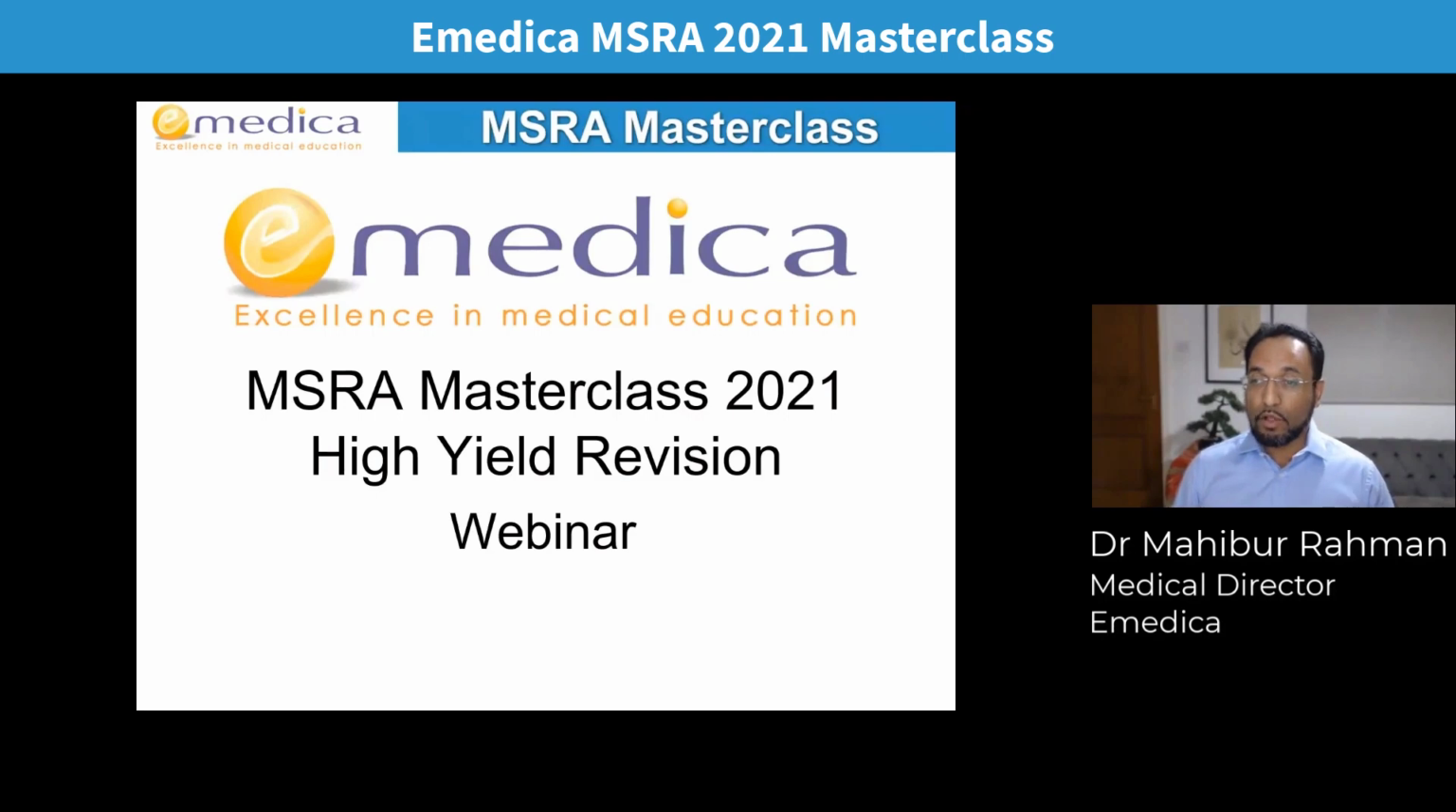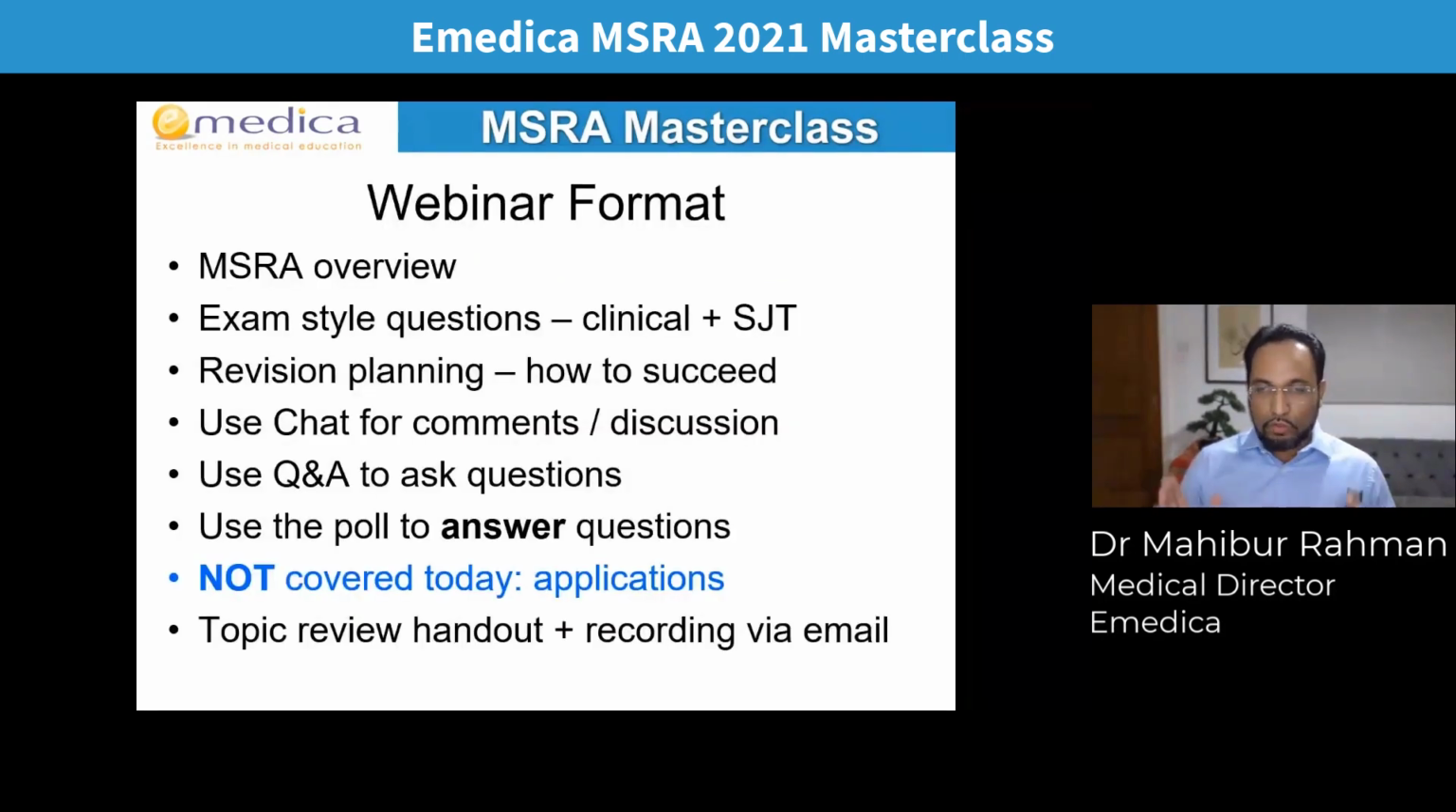We're going to do some high yield revision this evening. The format today is we're going to start with an overview of the exam and how it will be used, but the main focus is high yield revision. So we're going to do exam style questions for the clinical and SJT paper. We're going to talk about revision planning, why people fail, and then what you can do to succeed and to avoid those things.